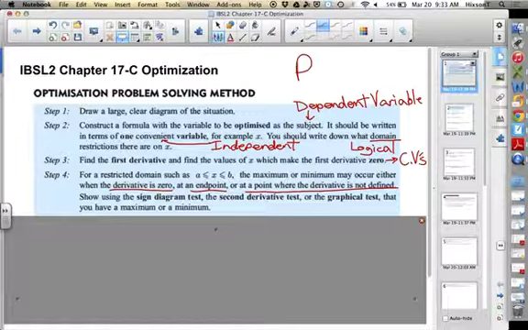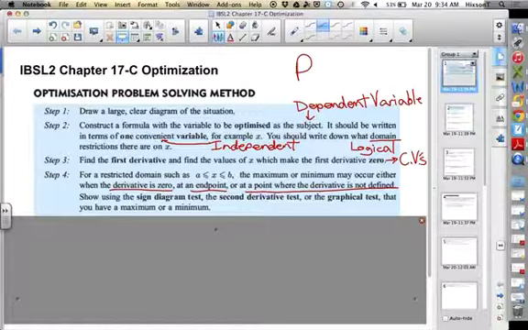Now, one thing you do need to make sure you do, and you could even do this as part of step 3, is showing that that critical value you gave is actually a value that gives a maximum or a minimum point. And you can do that a number of different ways. We've seen that using a sign diagram. If you see a change in direction, we were decreasing, now we're increasing, so we know that that's a min point. Or we were increasing, now we're decreasing, that's a max point.